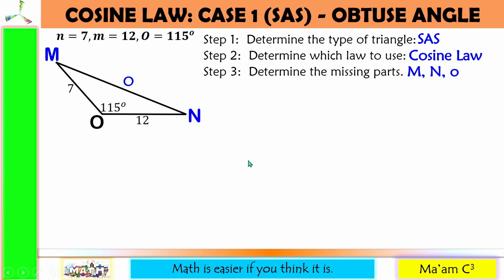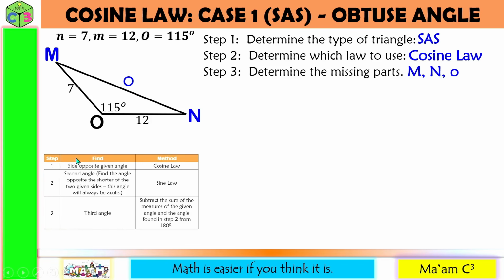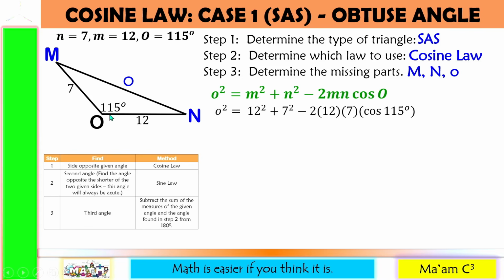Let's start. Let us recall the steps. Step 1, the side opposite the given angle. So we're going to determine first side O. And to do that, we're going to make use of cosine law. The missing side is side O, so we're going to write O squared on the left side. O squared is equal to M squared plus N squared minus 2MN times cosine O. Let us substitute our given here. M is 12, N is 7, and angle O is 115 degrees.